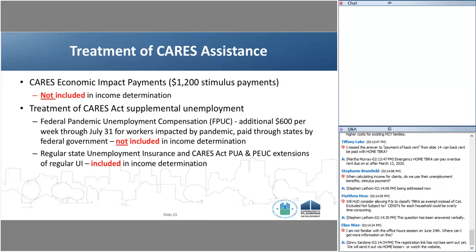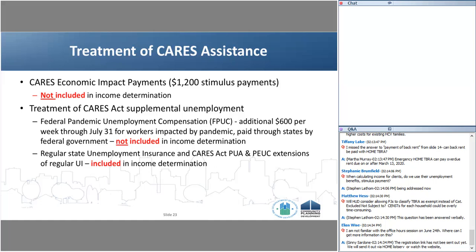It's called Federal Pandemic Unemployment Compensation, or FPUC, which is what most of you refer to as the $600 booster, the additional $600 per week through the end of July for workers impacted by the pandemic. The federal government pays it through the states, and it's added to unemployment insurance. But HUD has made a determination consistent across its programs that this does not have to be included in the income determination because it is temporary assistance and it expires at the end of July. They're not going to require it to be included. And so please note that as an update if you happen to have heard otherwise in the previous webinar.